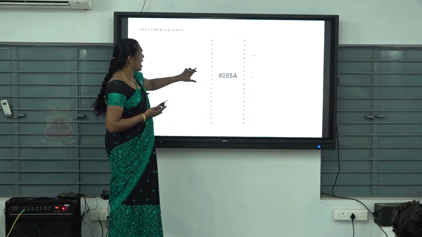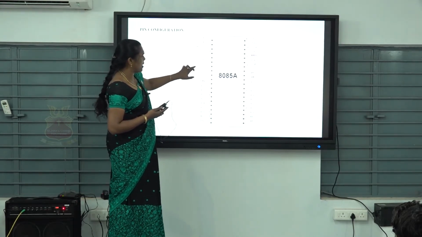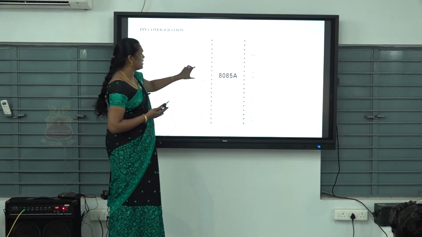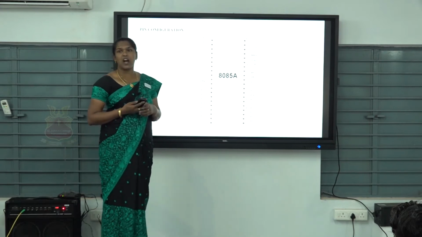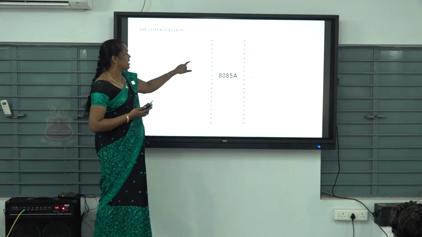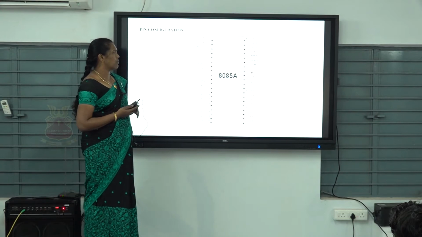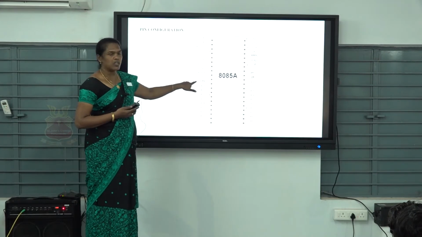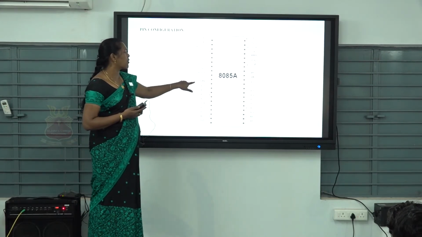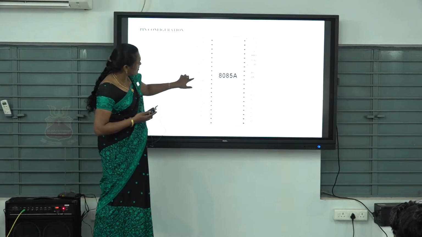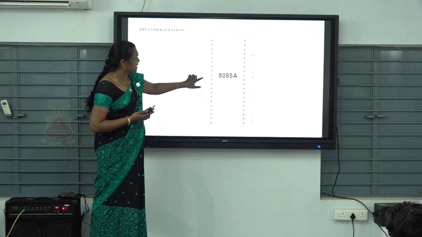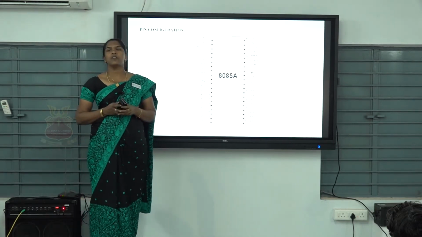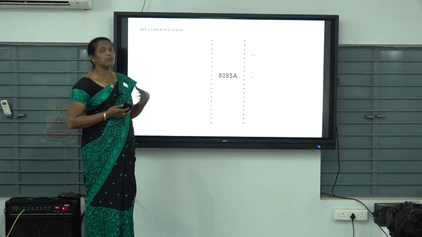Then here we have a group of interrupt pins: TRAP, RST 7.5, 6.5, 5.5, INTR, and INTA. These are known as vectored interrupt pins. This is used for interrupting the program. Here we have INTA, interrupt acknowledge. The acknowledge pin is used as an output pin. We have INTR, the interrupt request. This is a request pin for the microprocessor to interrupt a program.